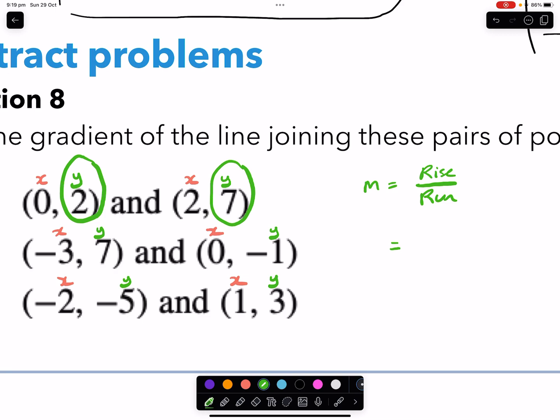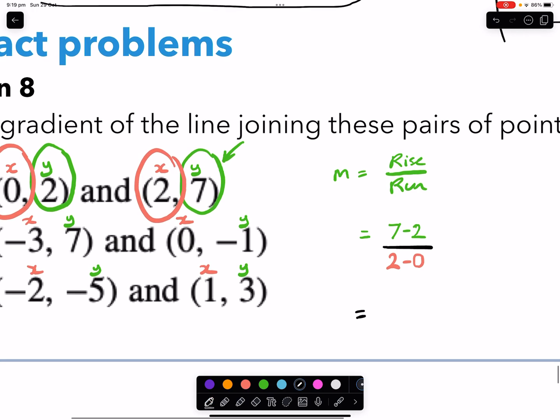One way we could do it, if you're not sure and these numbers are really, really big, let's say 512, and this one here is 498, you could do it this way, where I take the last one, where you end up at, so 7 take away 2. That's another way I could write this out. And I look at the run: we started off at 0 and we finished at 2, so we've gone up by 2. Again, we could take where you finished at and subtract where you started.